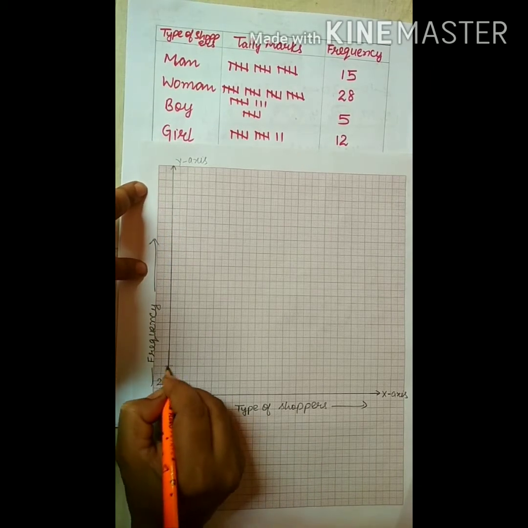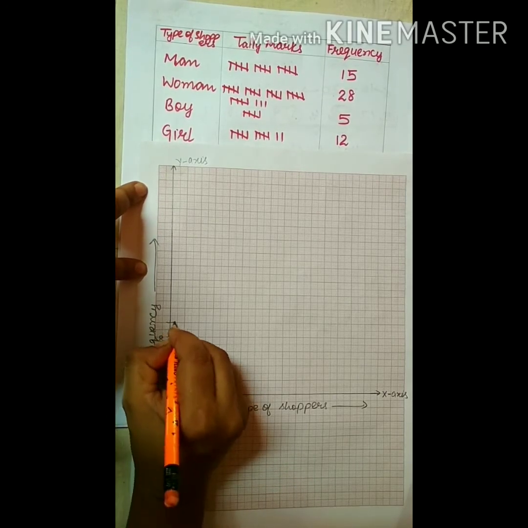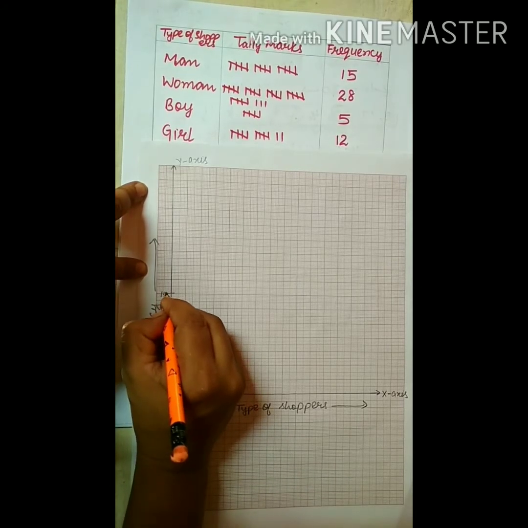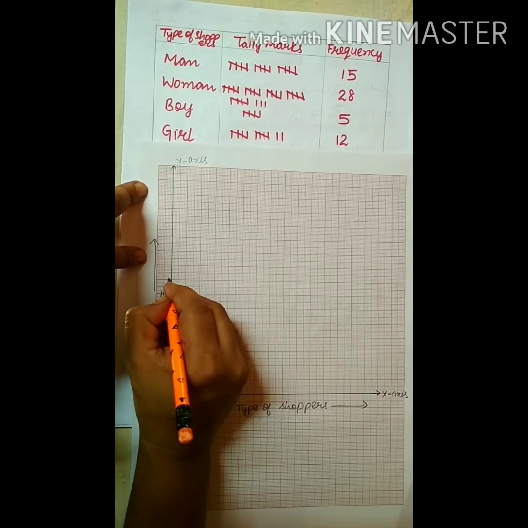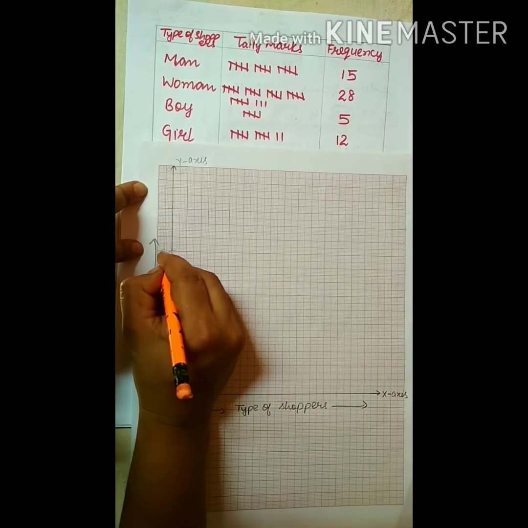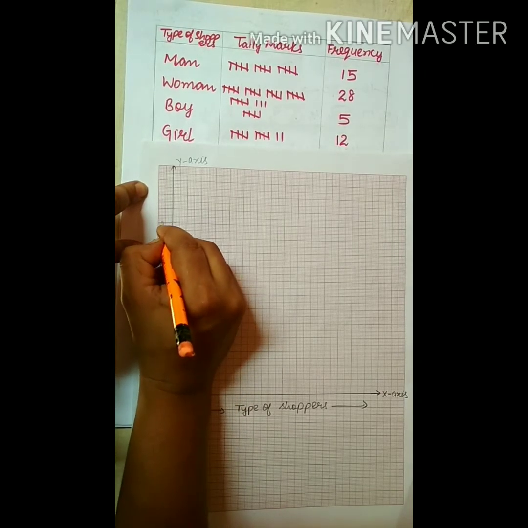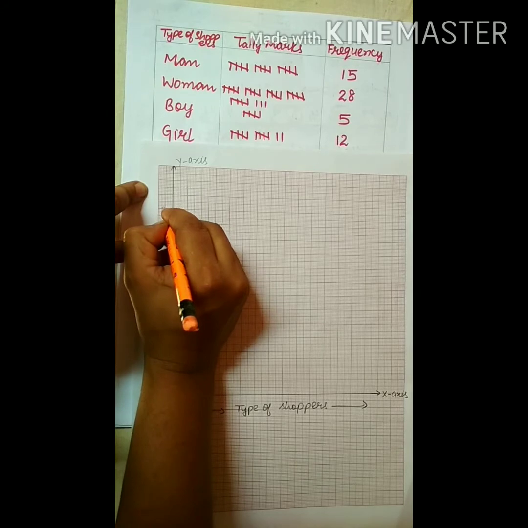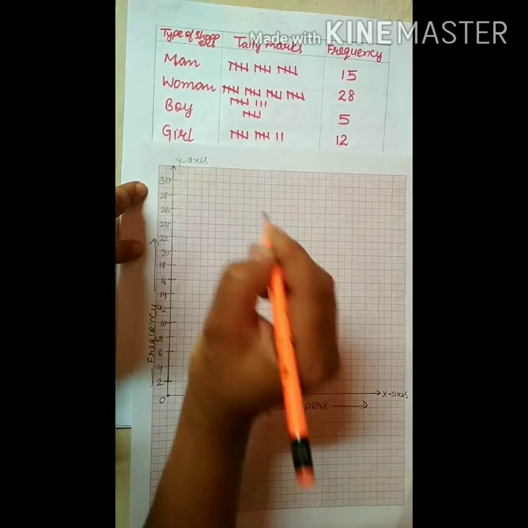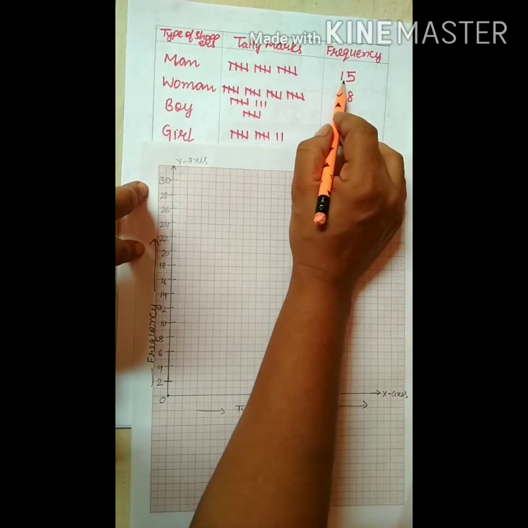2, 4, 6, 8, 10, 12, 14, 16, 18, 20, 22, 24, 26, 28, 30. Now for the first I have the frequency 15.